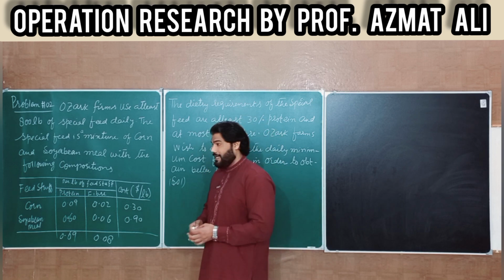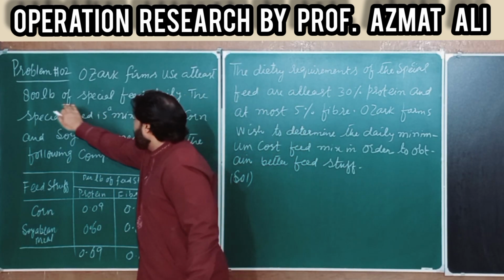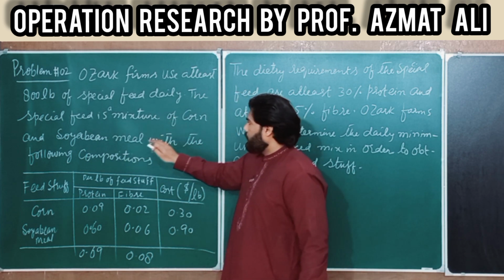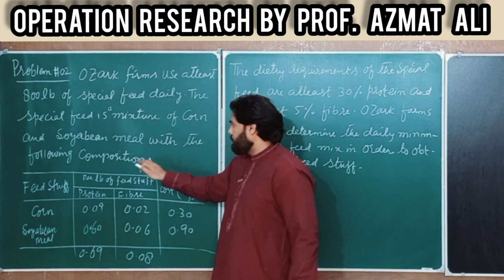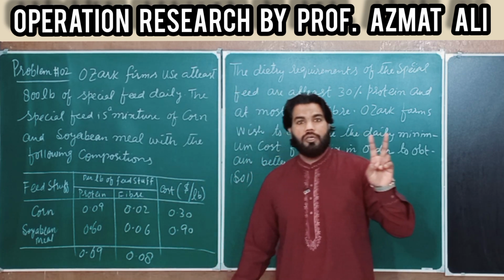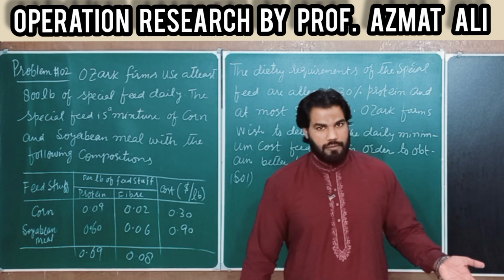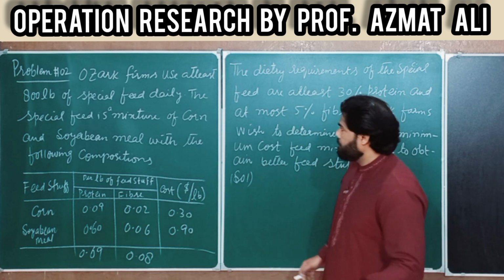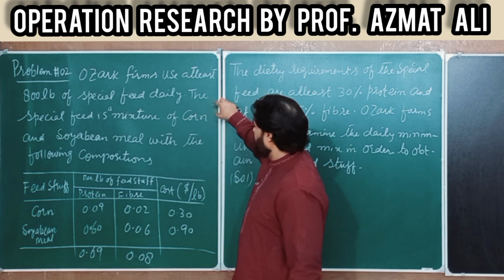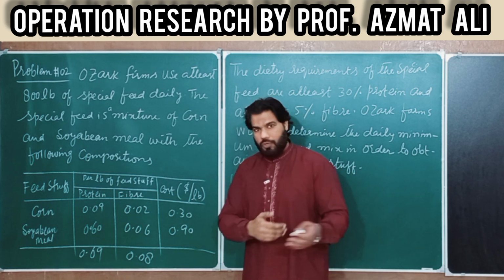So the question says that Ozark firms use at least 800 pounds of special feed daily. The special feed is a mixture of corn and soybean meal with the following composition. Similar to question number 1, where there are two foods x and y, both containing iron and protein, here in a similar way our feed contains corn and soybean rather than protein and iron.